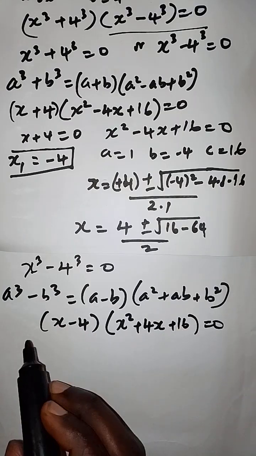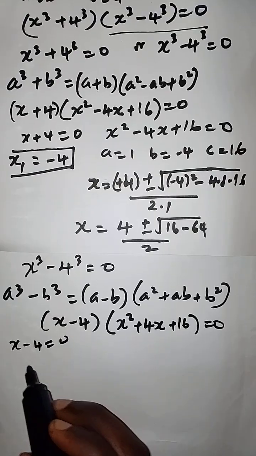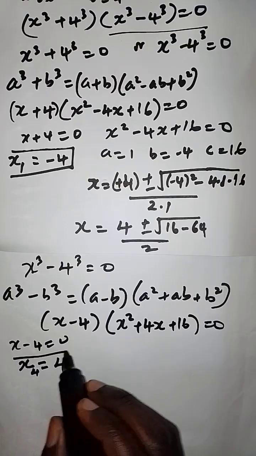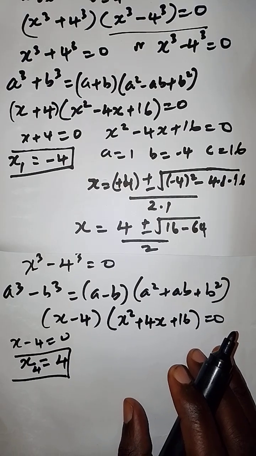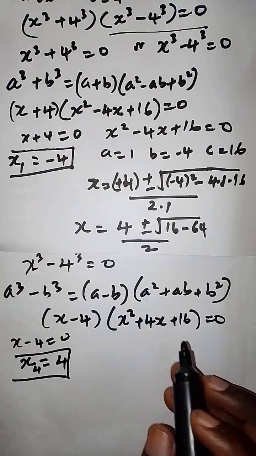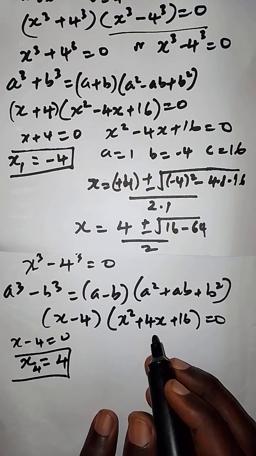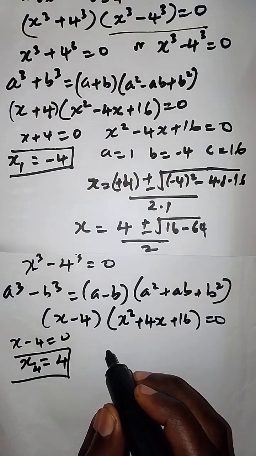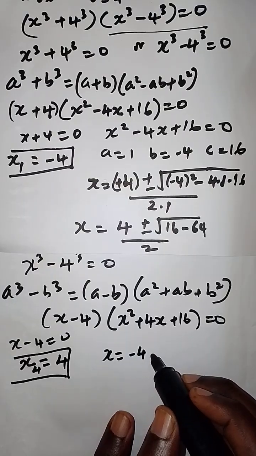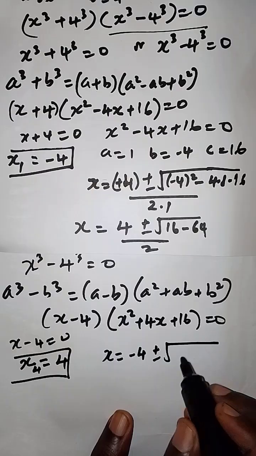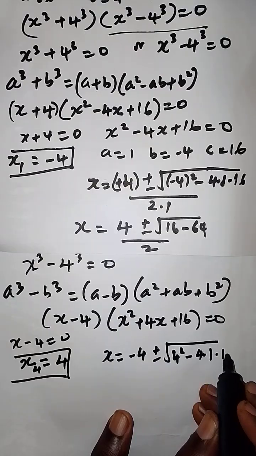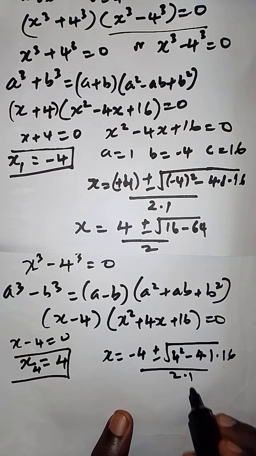This is also a product of two functions. Taking x minus 4 equal to 0, another value, let me call it x4, is equal to the positive 4. On this other end, solving this again using the quadratic formula, x is equal to negative b plus or minus the square root of b squared minus 4 times a times c, divided by 2 times a.